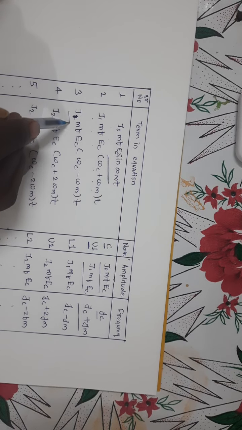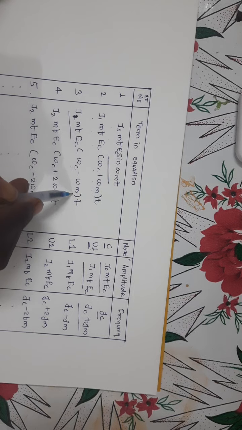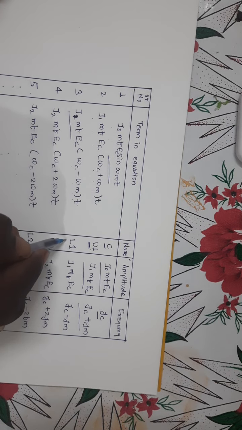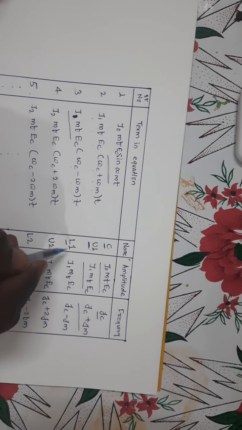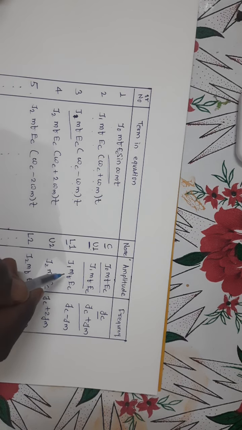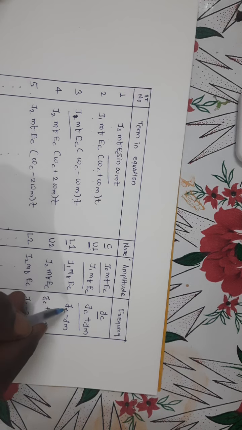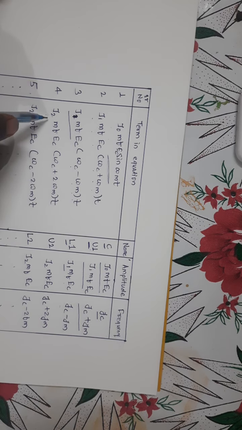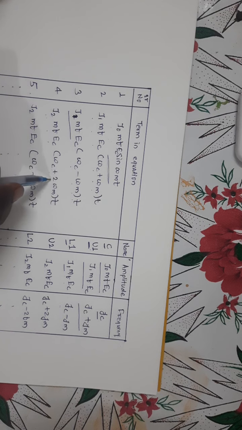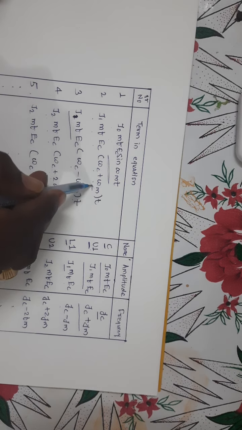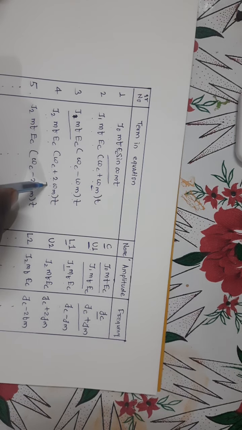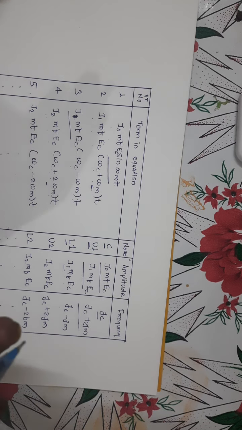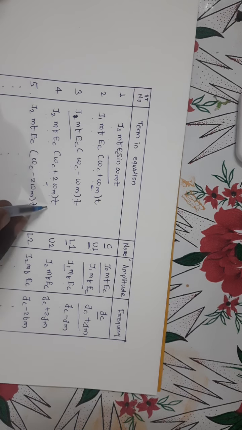Similarly, the third term is J1(mf) Ec sin(omega C minus omega M)t. The name of the term is L1, that is LSB1, lower sideband 1, having amplitude J1(mf) Ec and frequency FC minus FM. Similarly, the fourth term is J2(mf) Ec sin(omega C plus 2 omega M)t. Now, for the second upper sideband it is 2 omega M, for the third upper sideband it is 3 omega M, for the fourth one it is 4 omega M. Right?